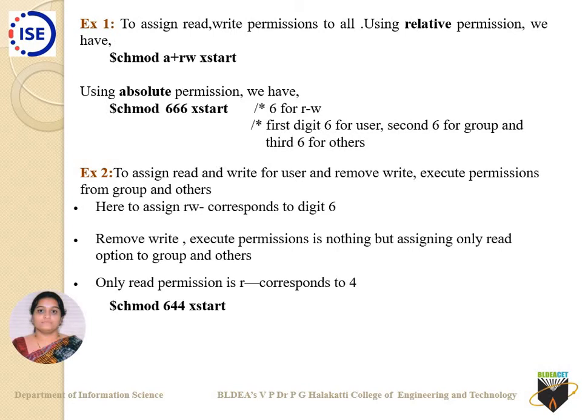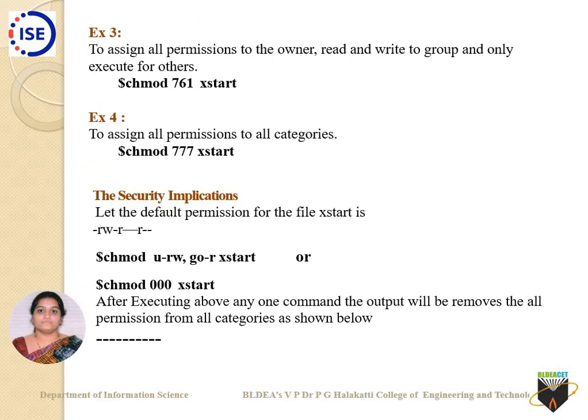Now in the same way, if I assign chmod 644, what does 644 stand for? 6 stands for rw-. What is 4? 4 is 100. 100 means only read permission for group members, and only read permission for others. One more, 761. So what is 761? 7 is read, write, execute for the owner, only read and execute for your group members. Then what is 1? 0, 0, 1. That's nothing but only execute permission for others.